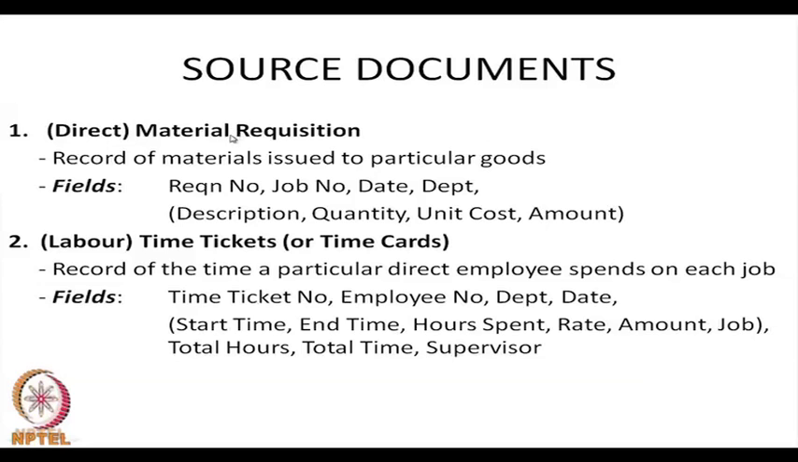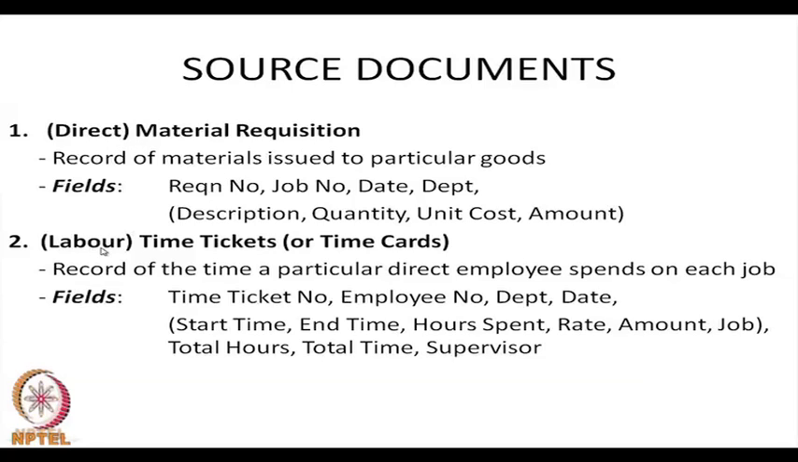The direct material for a particular job is requisitioned from the stores with the help of a material requisition document. Now, this is basically a record of materials that are requisitioned and issued to the shop floor to manufacture particular goods. Normally, the different fields of this record are requisition number, job number for which the material is requisitioned, date, department, and then description of the requirement, quantity in terms of kg or number, unit cost, and amount in terms of rupees. These are usually the fields in the direct material requisition document.